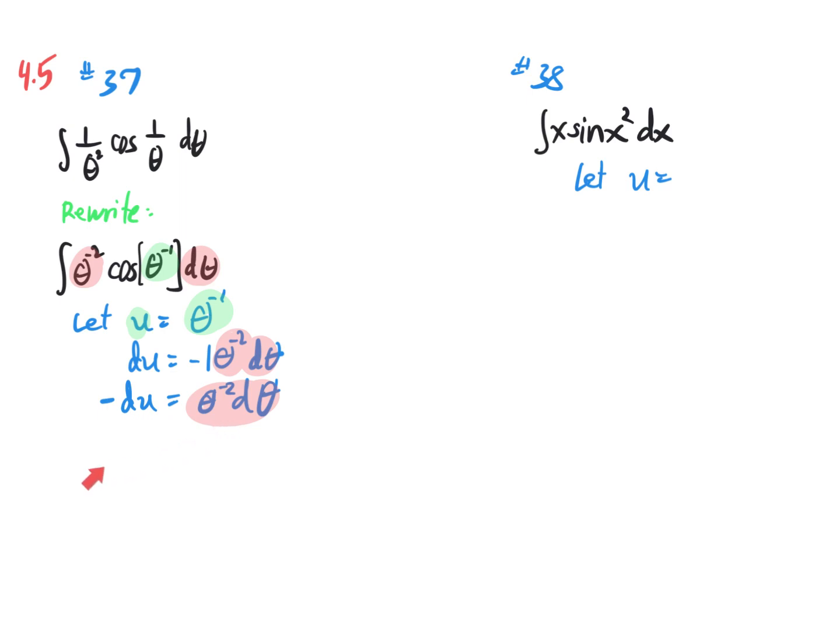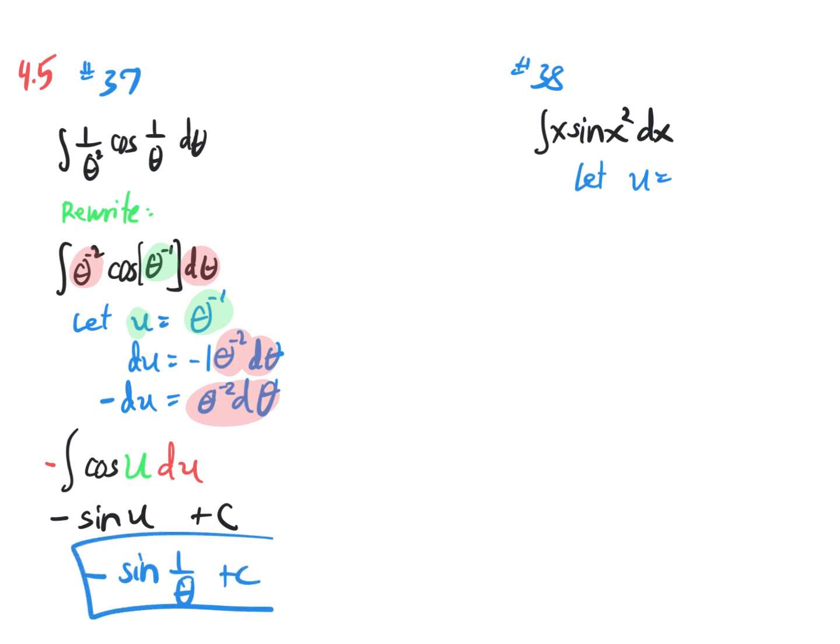All right, and here comes the u substitution. Theta to the negative 1 is u, and theta to the negative 2 d theta is negative du. So the antiderivative of cosine of u is sine of u, so we have negative sine of u plus c, and now we'll resubstitute that u was equal to theta to the negative 1 power. So our final answer is the opposite sine of 1 over theta plus c.